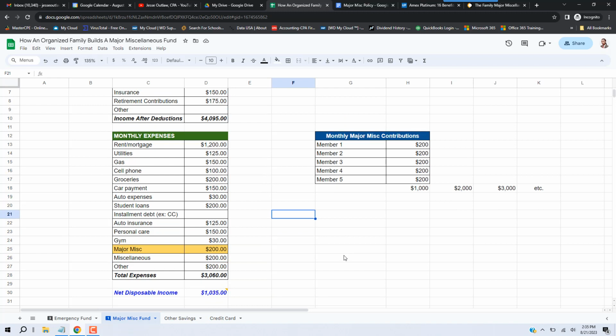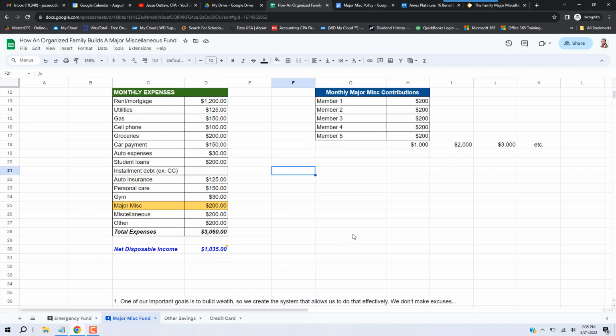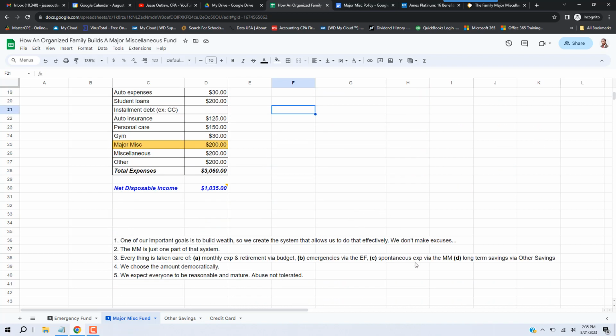One of the things that we do say is the rule: for an individual, the maximum pull is $1,000, right? So as long as it's $1,000 or less, you can pull from the major miscellaneous fund, okay? But we don't care what it is that you're pulling for.